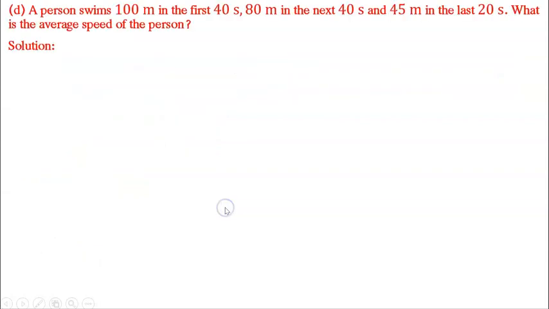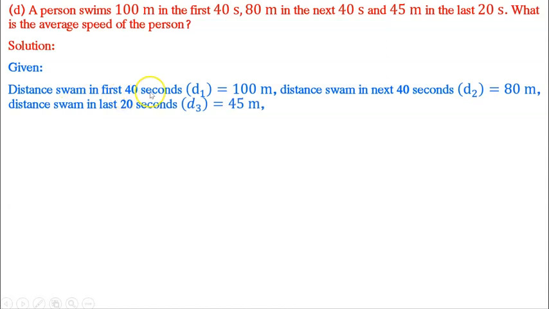Now the next question. A person swims 100 meter in the first 40 second, 80 meter in the next 40 second, and 45 meter in the last 20 second. What is the average speed of the person? This is an easy question. Here we are given the distance swum in the first 40 second, d1 is equal to 100 meter. The next distance d2 in the next 40 second is equal to 80 meter, and in the last 20 seconds d3 is equal to 45 meter.